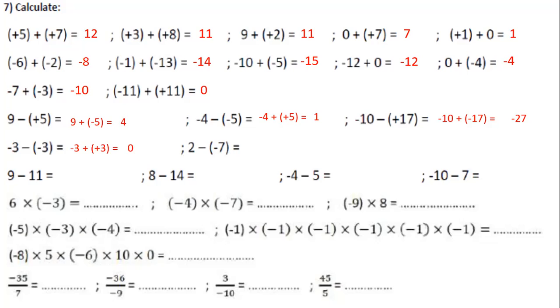Right. Yalla, Razan. 2 minus negative 7. We keep the 2 as it is. We change minus to plus, and we change negative 7 to plus 7. Right. Now we are adding two positive numbers, so my answer will be? Positive 9. Bravo. These are the rules of addition and subtraction of signed numbers.